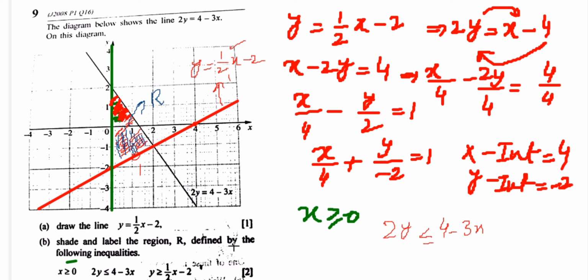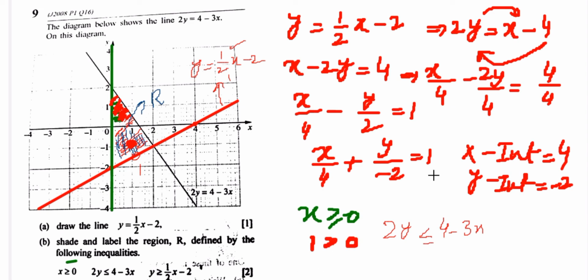Again, if you have confusion about shading the graph of the inequalities, you can take any point as a test point and check whether it satisfies the given inequality or not. My claim is that this is my required region R. Suppose I take this point, where x is equal to 1 and y is equal to -1. If I put this point in the inequalities, you can see this point will satisfy all of them. First, if I put x is equal to 1 here, you can see 1 is always bigger than 0.